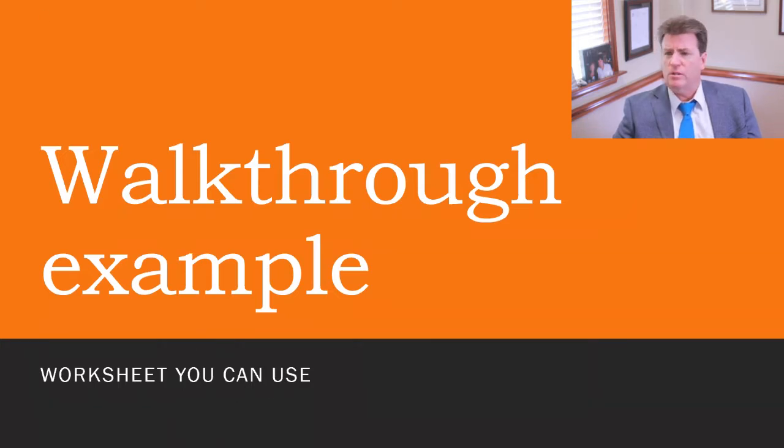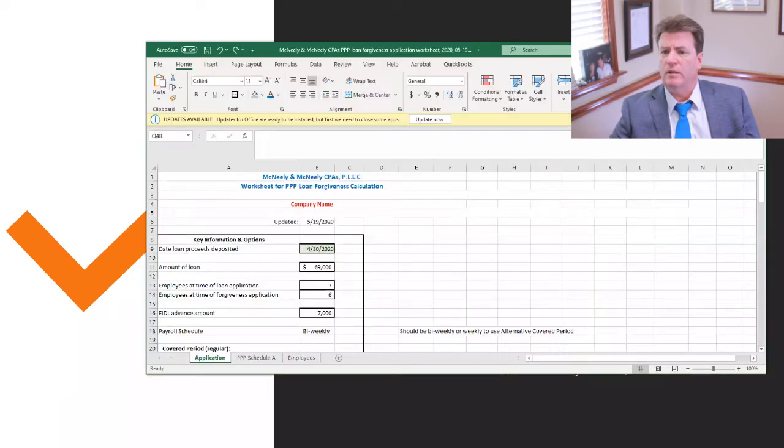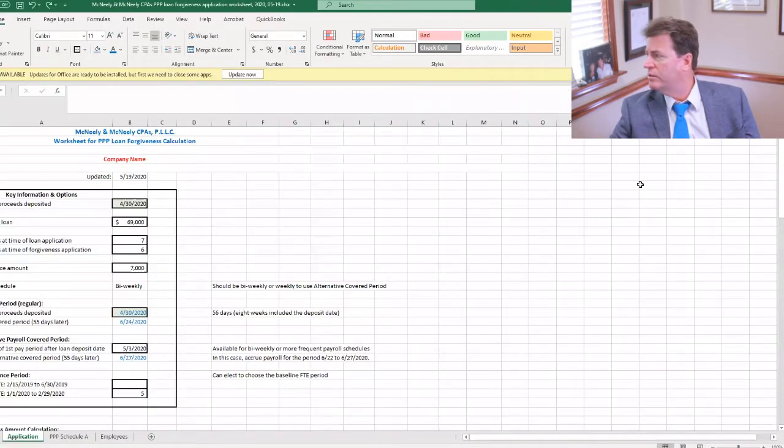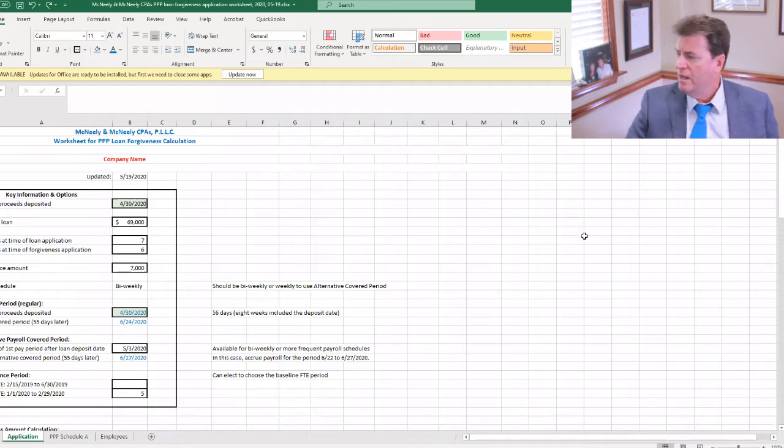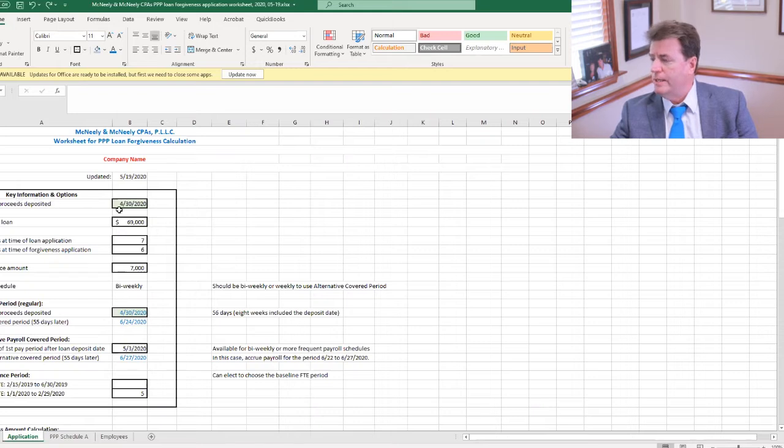Now let's switch to this walkthrough example, and let's see if I can move this over. Okay, hopefully everybody can see this screen. So I put some key information and options up here for assumptions to walk through this. The date the loan proceeds were deposited, the amount of the loan, number of employees. These are things you have to report. This company got a $7,000 advance or a grant.